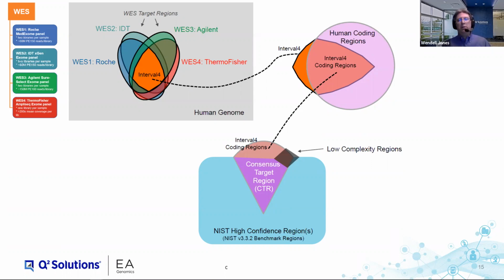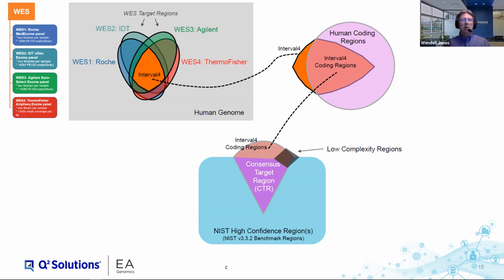We took that interval 4 set and then we overlapped it with the human coding regions. The reason this is important is, as you may know, each of these whole exome sequencing panels, while they do interrogate the whole exome, they also interrogate regions overlapping or outside of the exome, say, that are overlapping the gene, but not necessarily in the coding region. They could be in UTR or in introns. We wanted to focus on just the coding region. So we took the intersection of this interval 4 set with the human coding region.